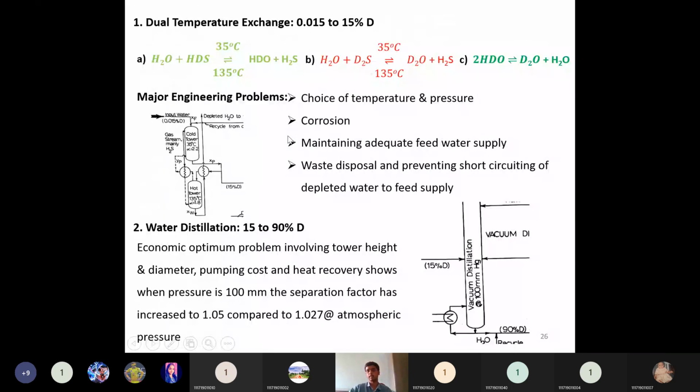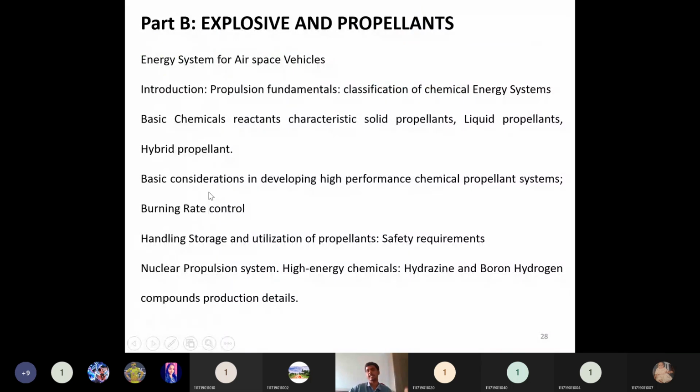After this heavy water production, we will be going directly to part B, which is explosives and propellants.